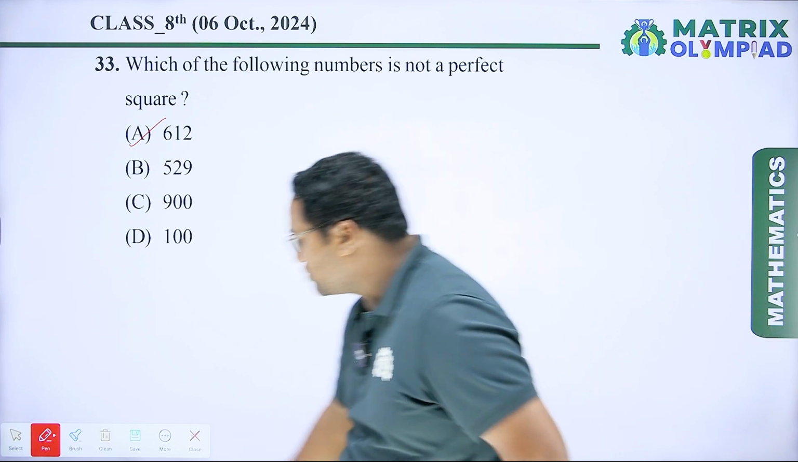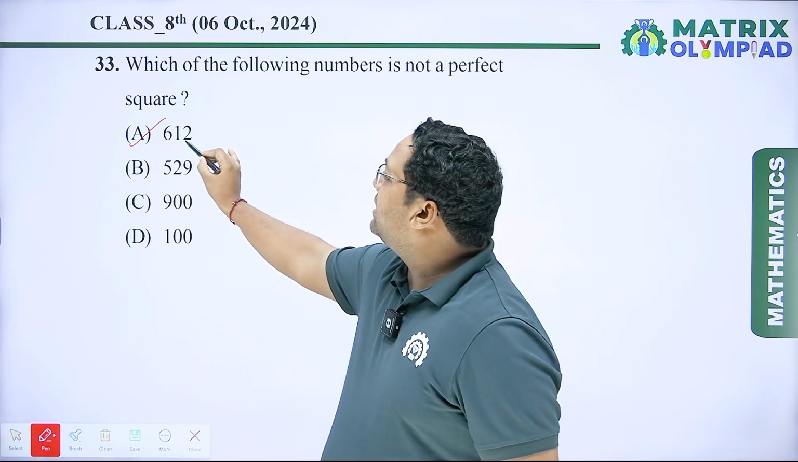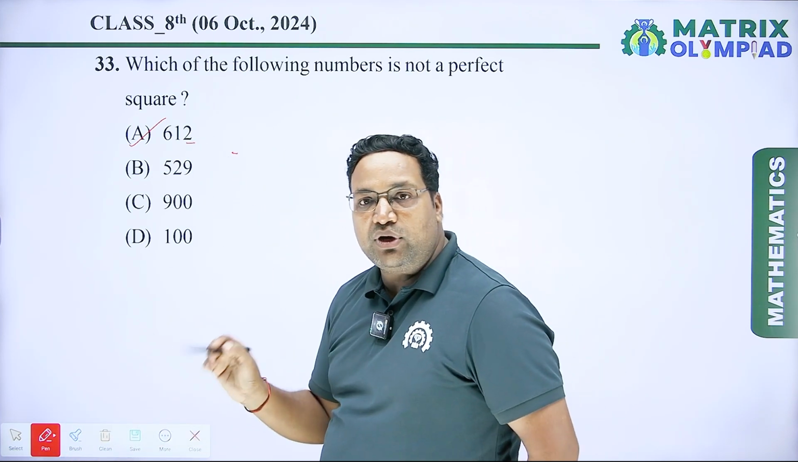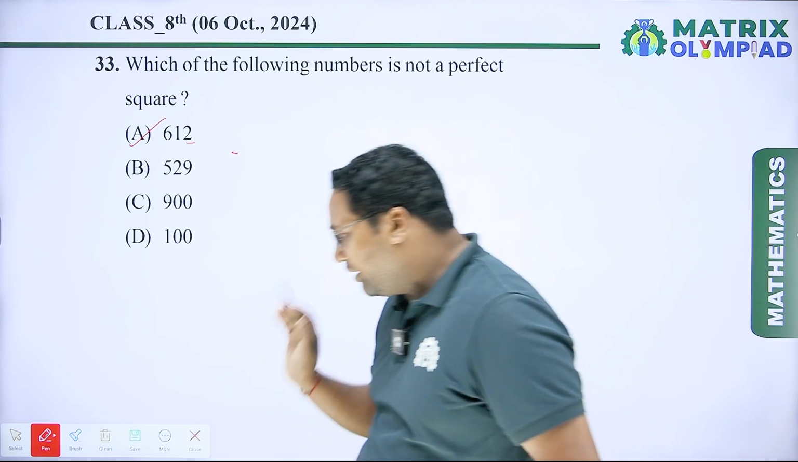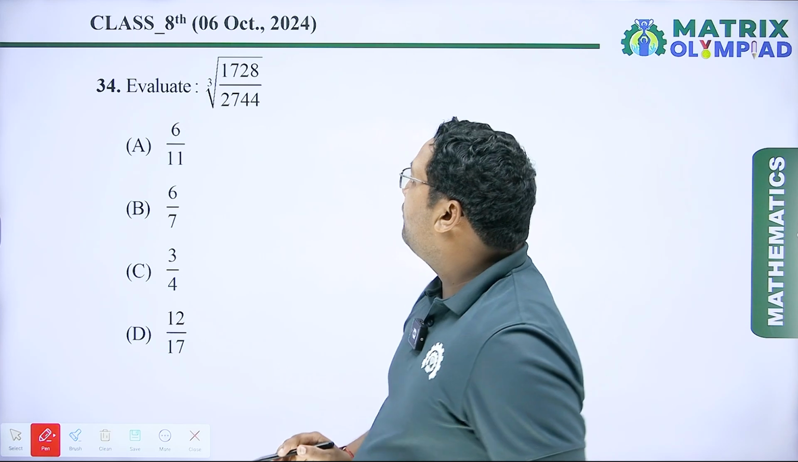612 is not a perfect square number because the unit digit is 2. If any number has a unit digit of 2, 3, 7 or 8, then that number is not a perfect square number. Next, question number 34.